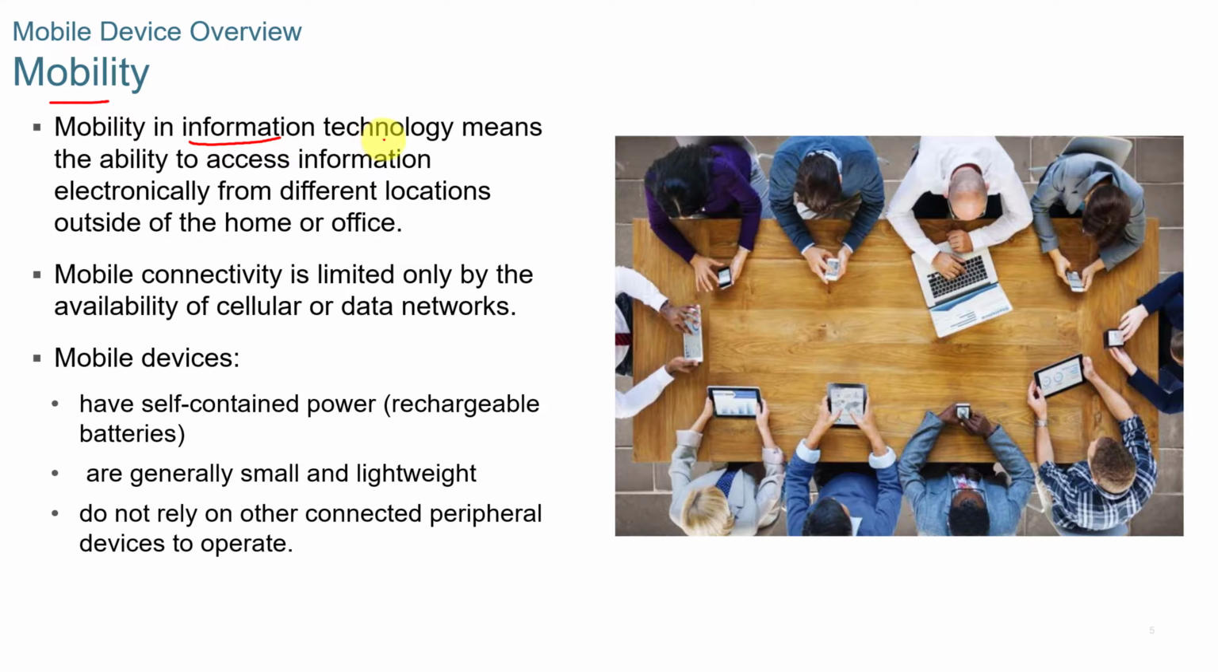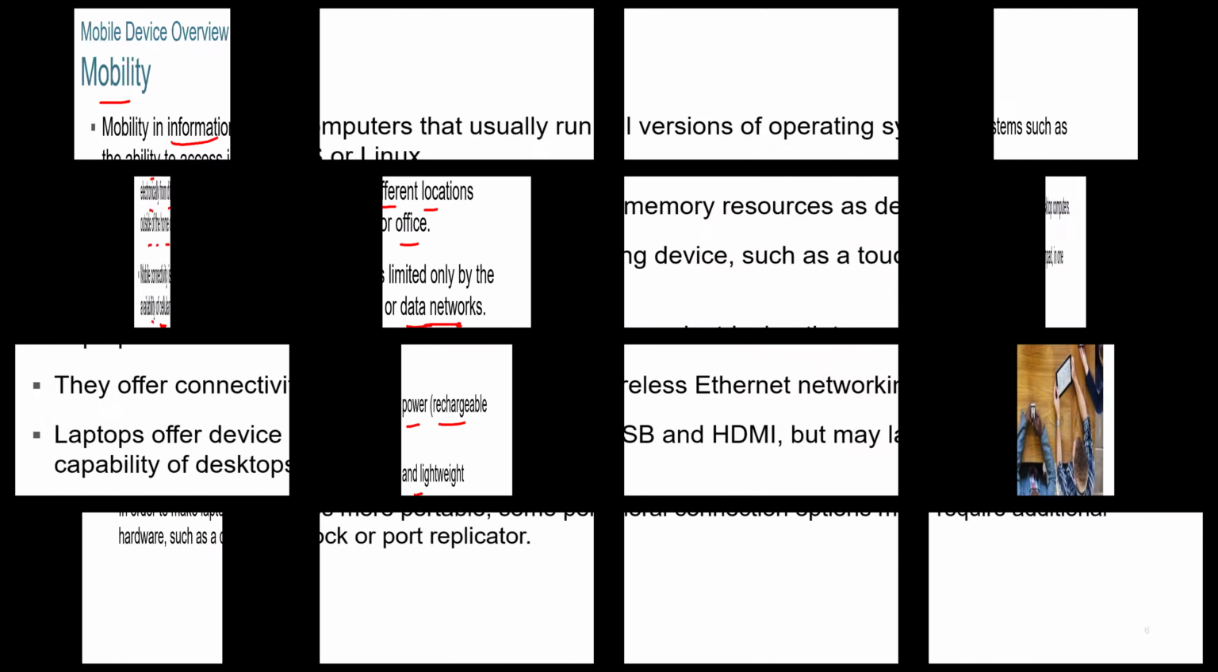Mobility means, in IT terms, the ability to access information electronically from different locations outside of the home or office. Mobile connectivity is only limited by the availability of cellular or data networks. So you have to have access to cellular data or some type of Wi-Fi data network. Mobile devices have self-contained power, rechargeable batteries. They're generally small and lightweight, and they do not rely on other connected peripheral devices to operate.